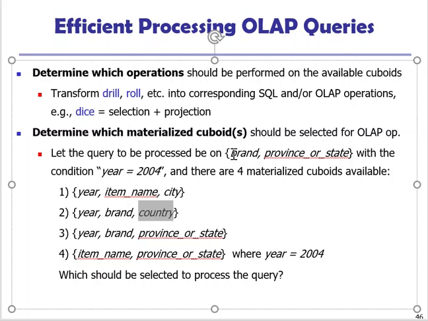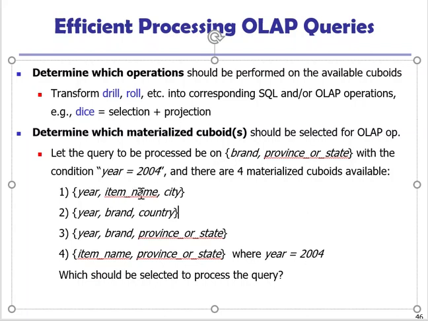So then given this query, the system wants to find the most efficient way to get to the answer. Obviously, intuitively, we want to find one of the cuboids that could supply all the needed information. So we can see the first cuboid has the year dimension, so we can use the slice operation to slice this and find the year of 2004 to meet the need of the query.